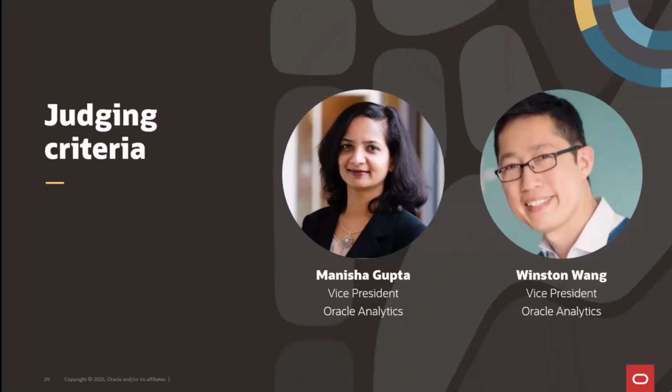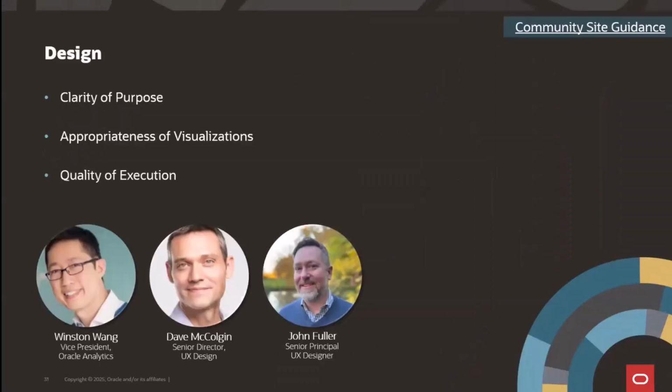And while you're answering that, I'll scroll through some of these design criteria to wrap up our judging session. When it comes to how Winston and his team are going to be assessing your design, he's being joined by a number of key UX professionals within that group. So we've got Dave McLaughlin and John Fuller, who will be judging alongside Winston. And they'll be looking for three things. They'll be looking for clarity of purpose, which is the extent to which your entry demonstrates an awareness of the audience and their information needs, and also an awareness of its goal and its intention. How well is that demonstrated through the design?